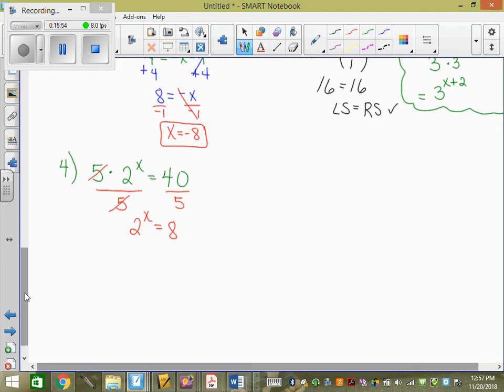Yes. I repeat, if this 40 had a variable on it, like x plus 2, could I divide this 5 over? No. The only reason why I can divide them over is because both of them do not have an exponent. So 2 to the x equals 2 to the what? 2 to the 3. And so then this must equal this. So I get x equals 3. Then I assume I'm right?